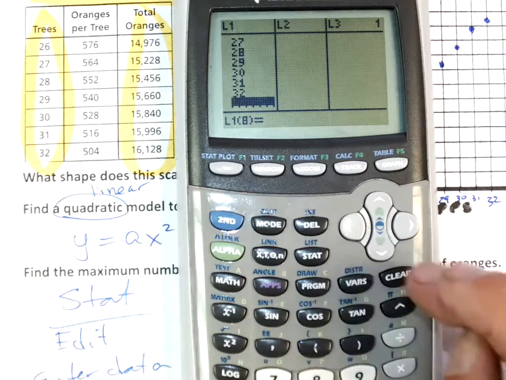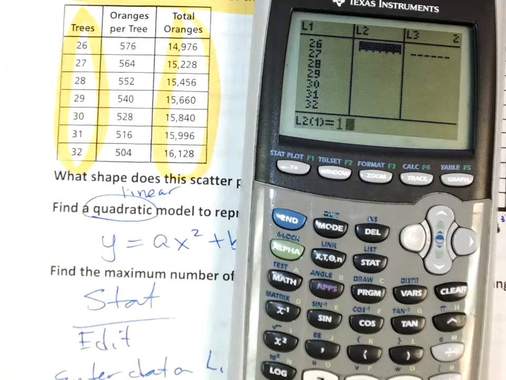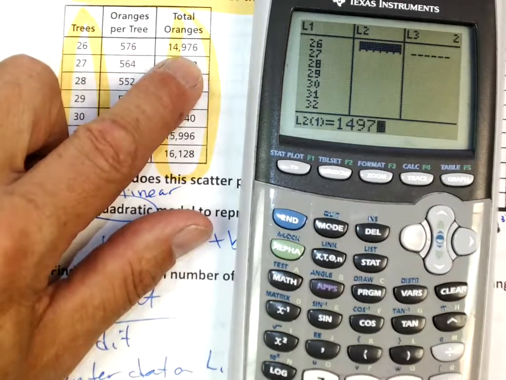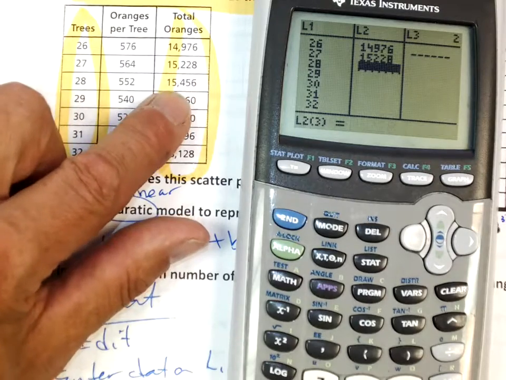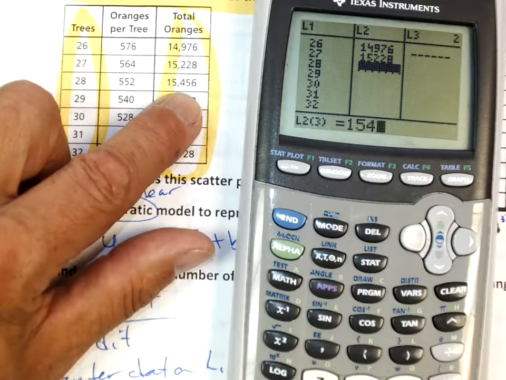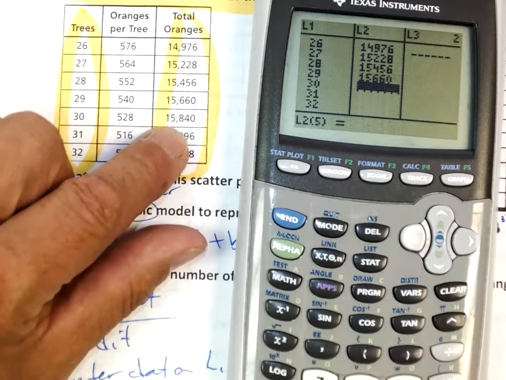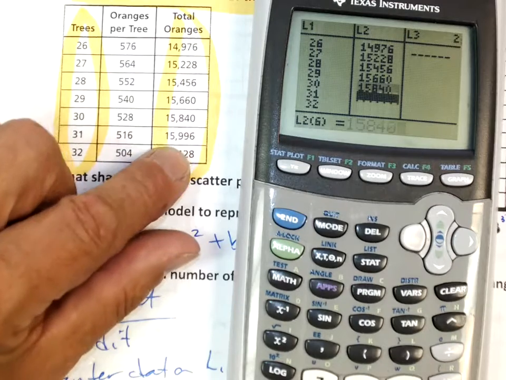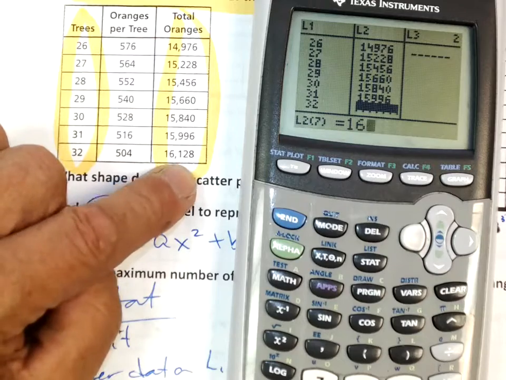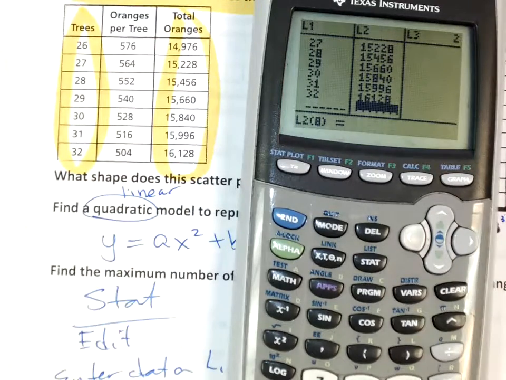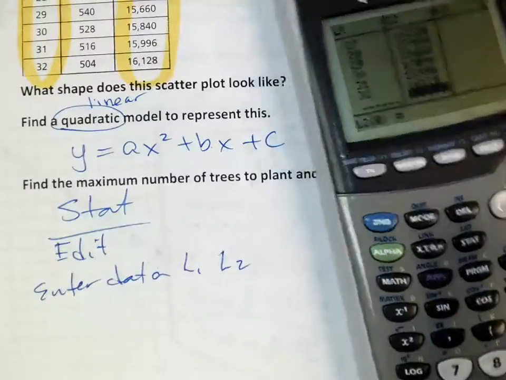And then list 2. Okay, we've done this. That's the nice thing about this. I go 14,976, 15,228, 15,456, 15,660, 15,840, 15,996, 16,128, right? Okay, I'll wait for everybody. I'll wait for you to get it all in. And then we're going to give the next set of directions, okay?